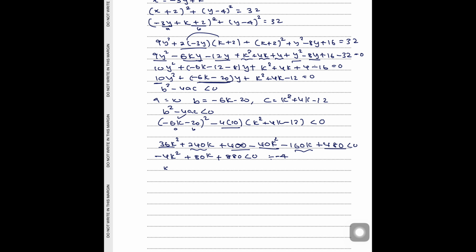So that becomes k squared minus 20k minus 220. Whatever is plus becomes minus, minus becomes plus. But there is a catch. When you divide by a negative number, the inequality sign will change, so it becomes greater than 0. Shown. Done.